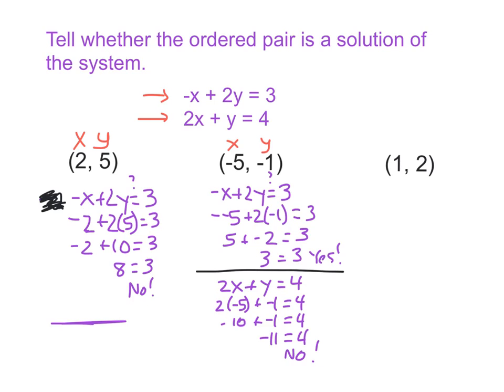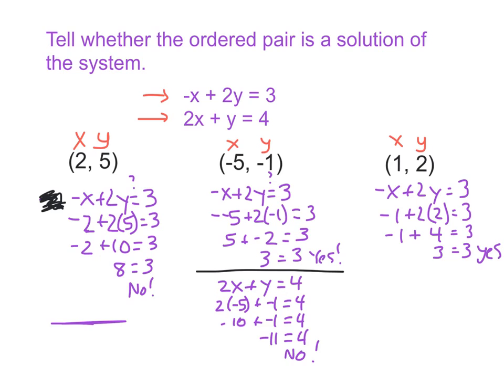Okay, so the third one over here, 1 comma 2. Again, we're going to check to see if this is a solution to both equations. I'm going to put 1 in for x and 2 in for y. Okay, so we put negative x, and x is 1, plus 2 times the y value, which is 2, equals 3. Negative 1 plus 2 times 2 is 4, equals 3. And negative 1 plus 4 is 3. And so 3 does equal 3. So yes, this works.